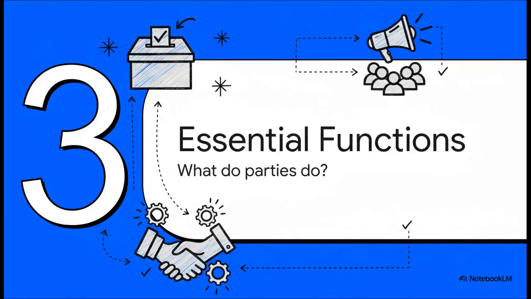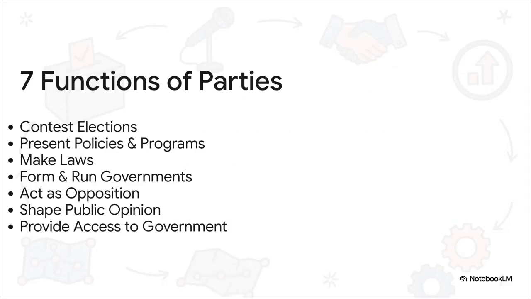And now we're getting to the most important part for your exams. What do these parties actually do day to day? Understanding these functions is the key to understanding why modern democracies pretty much can't exist without them. It all boils down to these 7 essential jobs. You can think of them as the gears in the machine of democracy. Together, they make everything work, from casting your vote to running the entire country.